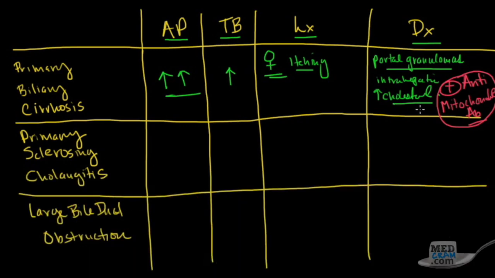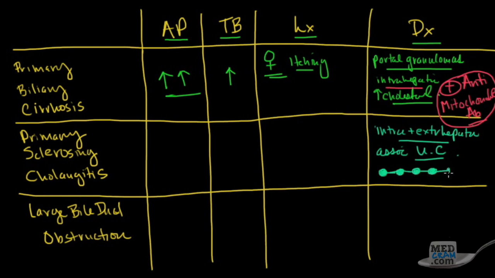Let's talk about primary sclerosing cholangitis. Whereas the last one was just intrahepatic, now we're talking about both intra- and extrahepatic ductal problems. It's associated with ulcerative colitis, so you think about those inflammatory diseases. What you're seeing here is fibrosing cholangitis of the biliary ducts. You'll see a beads-on-a-string type of appearance if you do a cholangiogram. Here's the biliary duct, and then you'll have fibrosis, fibrosis, fibrosis. So it looks like beads on a string.